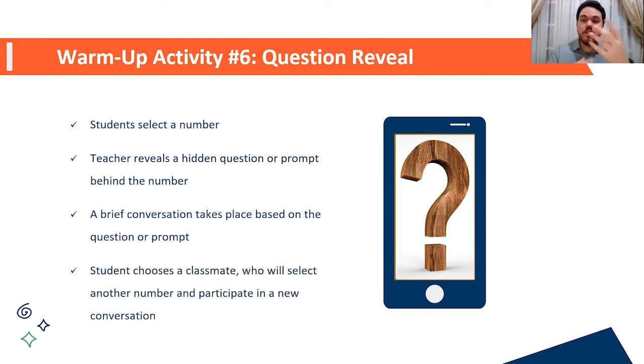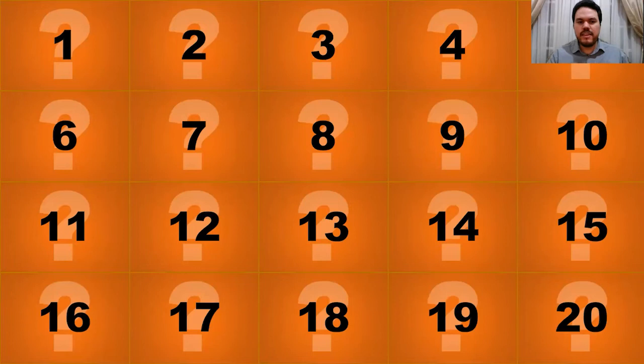And the cycle can go on. You will decide how much is enough, or how long, in terms of how many minutes you want students to go on doing the conversations. But the plan is for students to choose another classmate and to have them choose another number and participate in a new conversation.